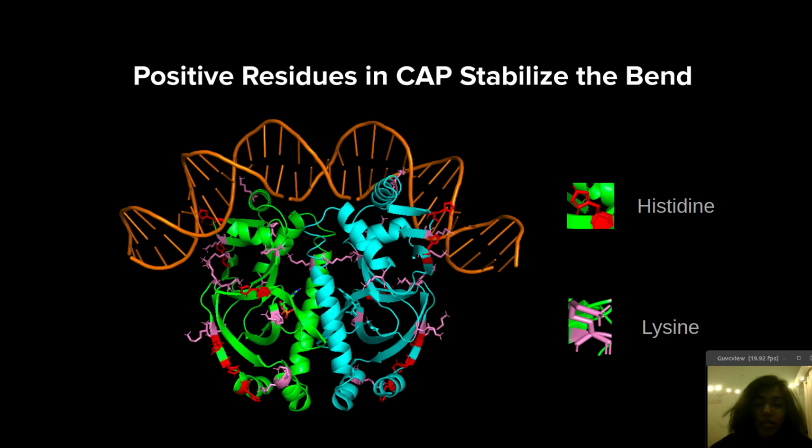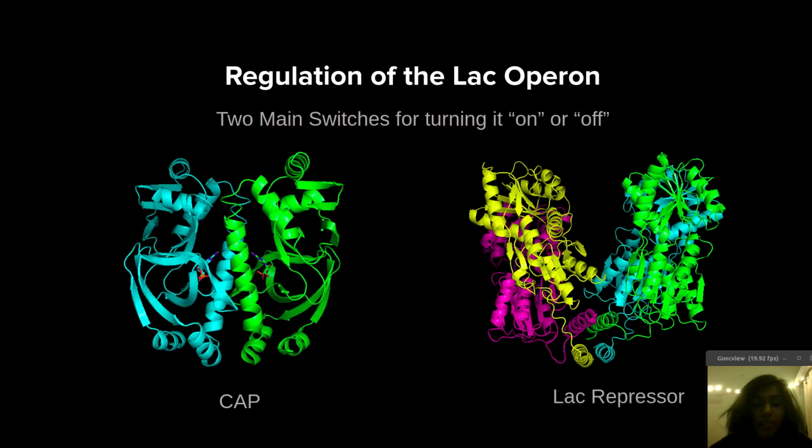CAP also serves as a classical model system for studying transcriptional activation. One such very well studied example is CAP's involvement in regulating the lac operon. So the lac operon is turned on or off majorly by two switches, the lac repressor and CAP.